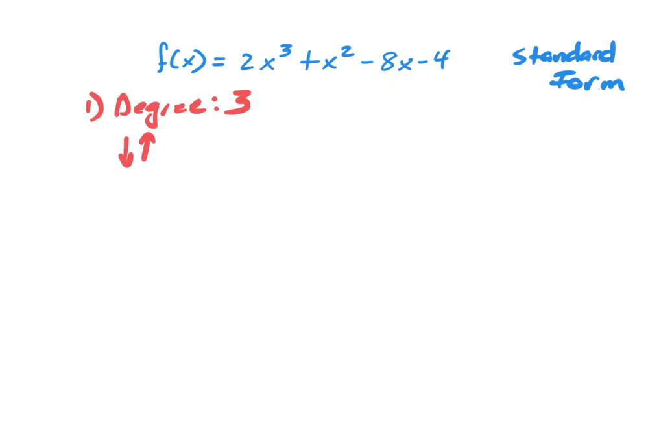Because it has a degree of 3, it could cross the x-axis 3 times, at most. That's the thing that we talked about at the very beginning of the lesson, just knowing how many times it could cross. Like I said, it doesn't mean that it will cross 3 times, but that's the most that it could cross.